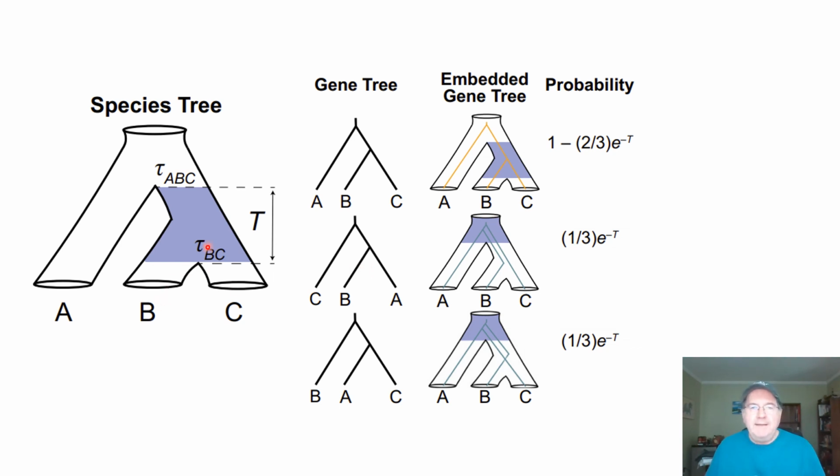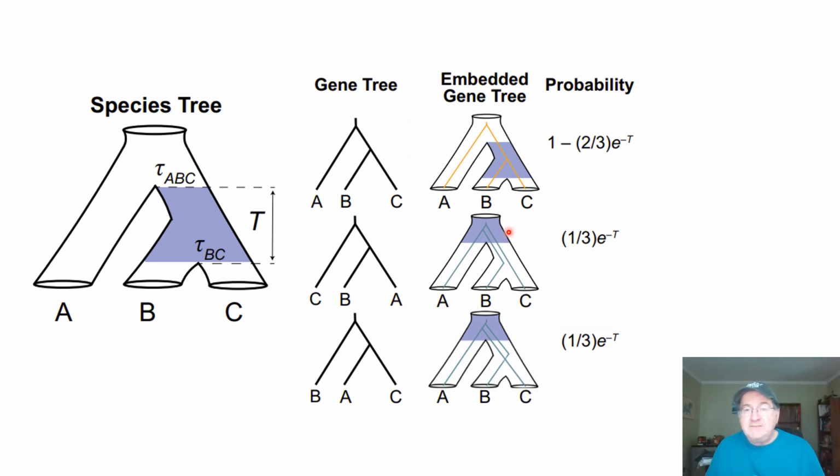What's the probability of coming up with complete lineage sorting? That's represented here, and I think you can see that if we reduce this time between these splits such that it disappears as t approaches 0, what is the probability of getting a tree that has complete lineage sorting? It's 1 minus 2/3 e to the 0, that would be 1/3, so only 1/3 of your gene trees as t approaches 0 will reflect the species tree.